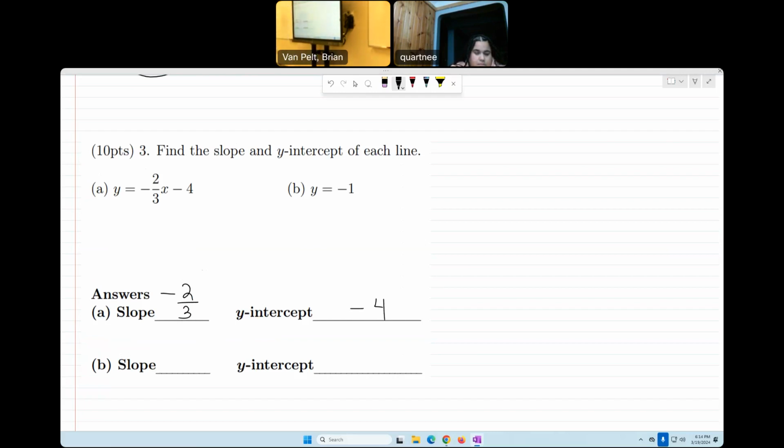Next, this one's a little bit different. Now what you try to do is make it into y equals mx plus b. There's no x there, is there? No. I'm going to make an x appear by doing this. Is that the exact same thing? Yeah. So what's the slope? It's 0 or undefined. No, 0. The number in front of x. Yes. And the y-intercept? -1? Yep.